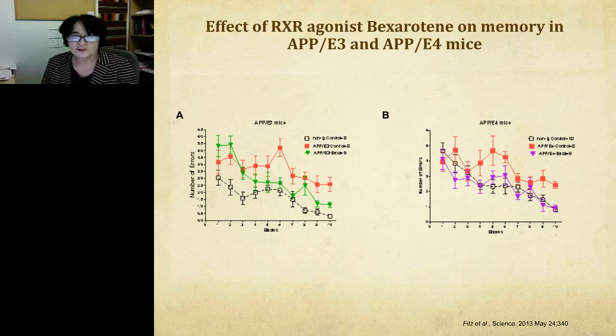vehicle. On B is shown the effect on APP E4 mice, and again with the black line are shown non-APP mice that don't have amyloid plaques and have normal cognitive performance. With the red line are shown control APP E4 mice treated with vehicle, and with purple APP E4 mice treated with bexarotene. So you can see in this experiment that purple and black almost coincide, which means that bexarotene restored cognitive performance of APP mice, and they were significantly different from the vehicle-treated control mice.